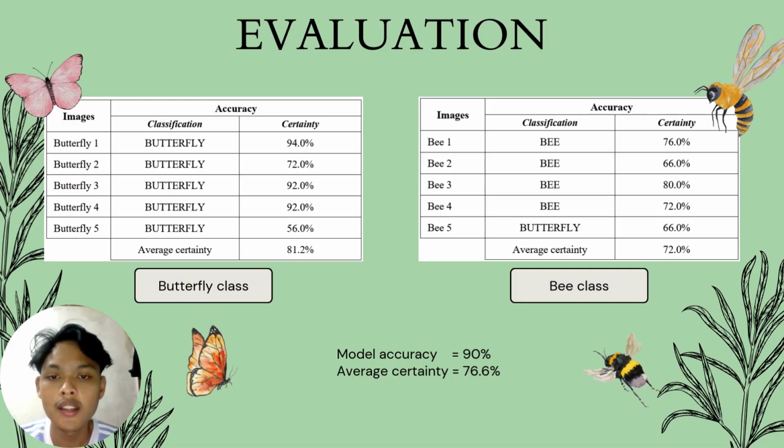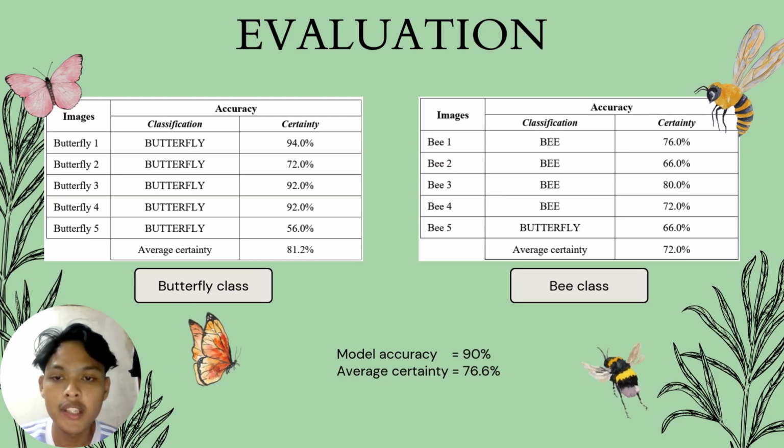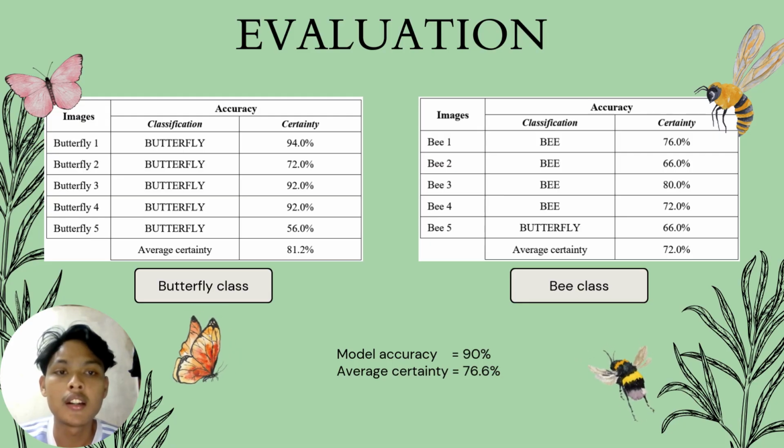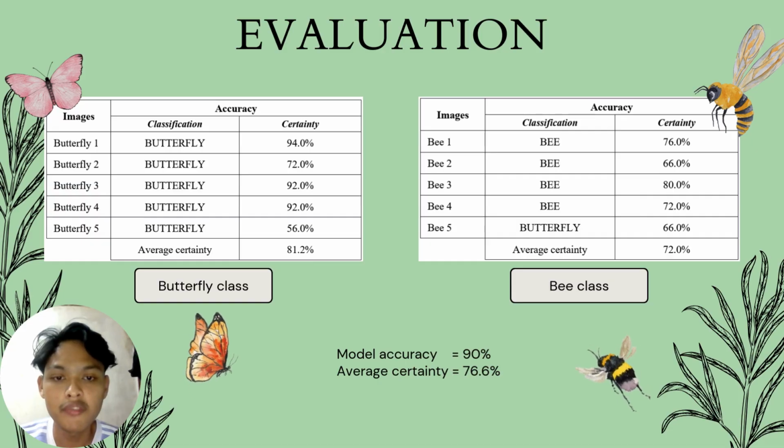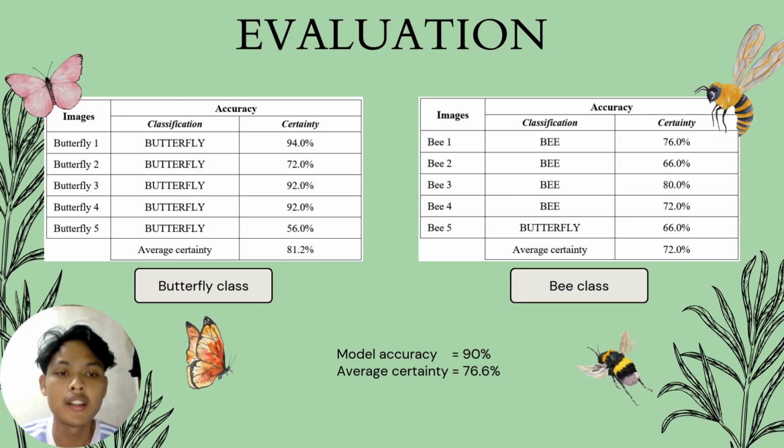The highest certainty is 94.0%, with it being the butterfly 1 image, and the lowest certainty is 56.0% for the butterfly 5 image, and the average certainty for the butterfly class is 81.2%. However, for the bee class, one image was unsuccessfully identified by our model. For the B5 image, our model misidentified it as a butterfly with 66.0% certainty.